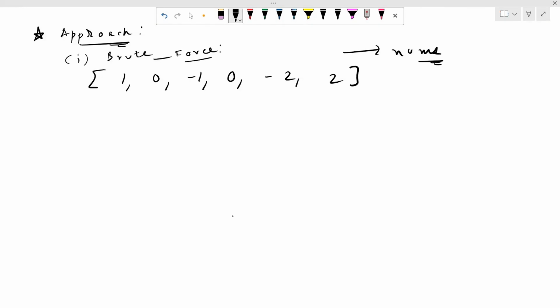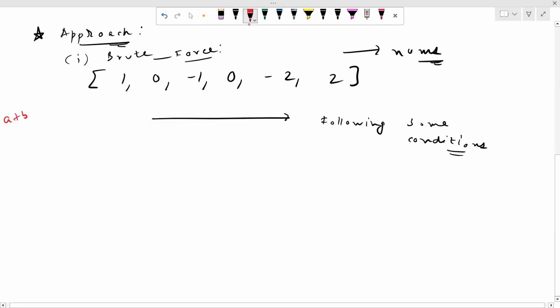When we talk about the brute force approach, what comes to our mind? We just need to traverse over the array following some conditions, right? We don't need to think about how many times we need to traverse over the array because initially we are trying to figure out what is the brute force approach for solving this question, right? So we need to find four elements such that their sum will be equal to the target value, and over here target is equal to 0, right?